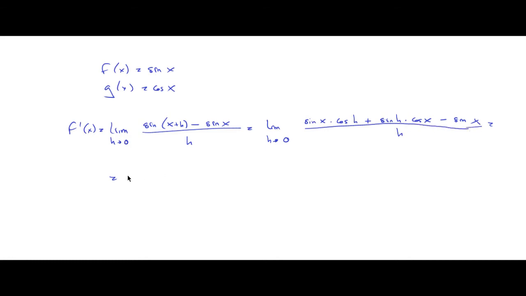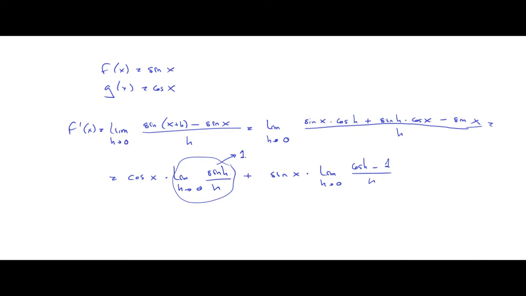Okay, now we have the cosine of x that multiplies the limit when h goes to 0 of the sine of h divided by h, and then we have the sine of x that multiplies the limit when h goes to 0 of the cosine of h minus 1, divided by h, right? We're just taking common factors out of the limit. Okay, now the limit of this is going to be 1, we know that.